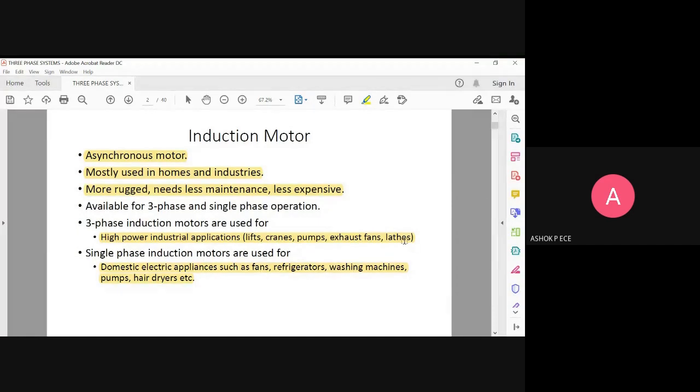So in all the houses, mostly we are going to use single phase or three phase induction motors only, because the supply that you get is single phase or three phase. If you want to use DC motor, the supply that you get is AC, so you have to perform a conversion from AC to DC, and then only you can use the DC motor. So directly if I want to connect to the power supply and run a motor, I'll go for induction motor, which is available in both single phase and three phase modes for different power applications. Mostly three phase motors are used for high power applications, and single phase motors are used for domestic low power applications. Okay.